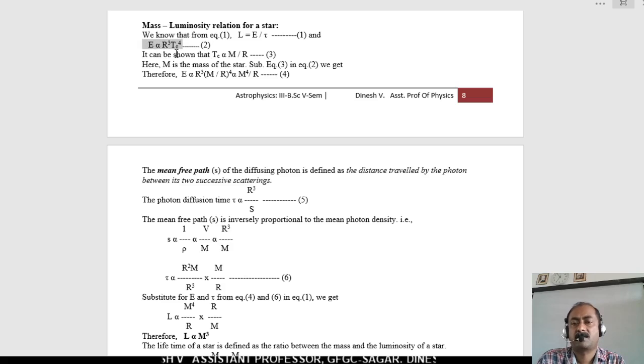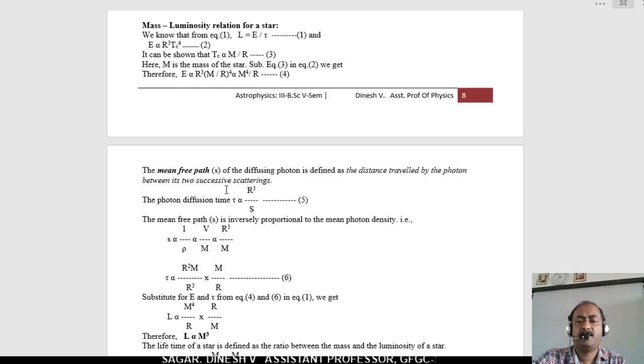It can be shown that Tc is proportional to M by R. Here the temperature of the core is proportional to solar mass upon radius of the star. Let it be equation 3. Here M is the mass of the star. Substitute equation 3 in equation 2. We get E proportional to R cube into (M by R) to the power of 4. Simplifying this, R cube and R raised to 4 get cancelled, and R remains in the denominator. That means E is proportional to M raised to 4 by R, equation 4.